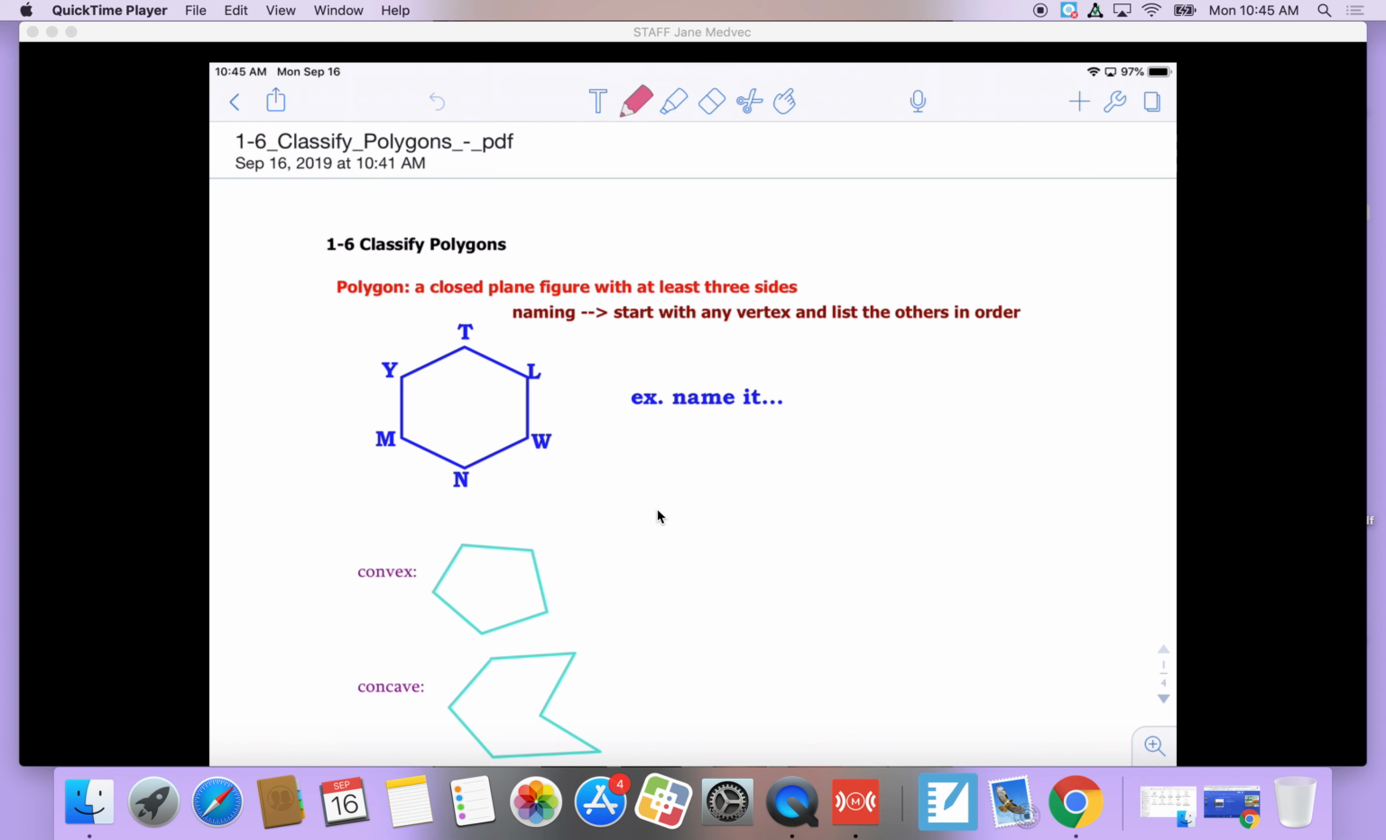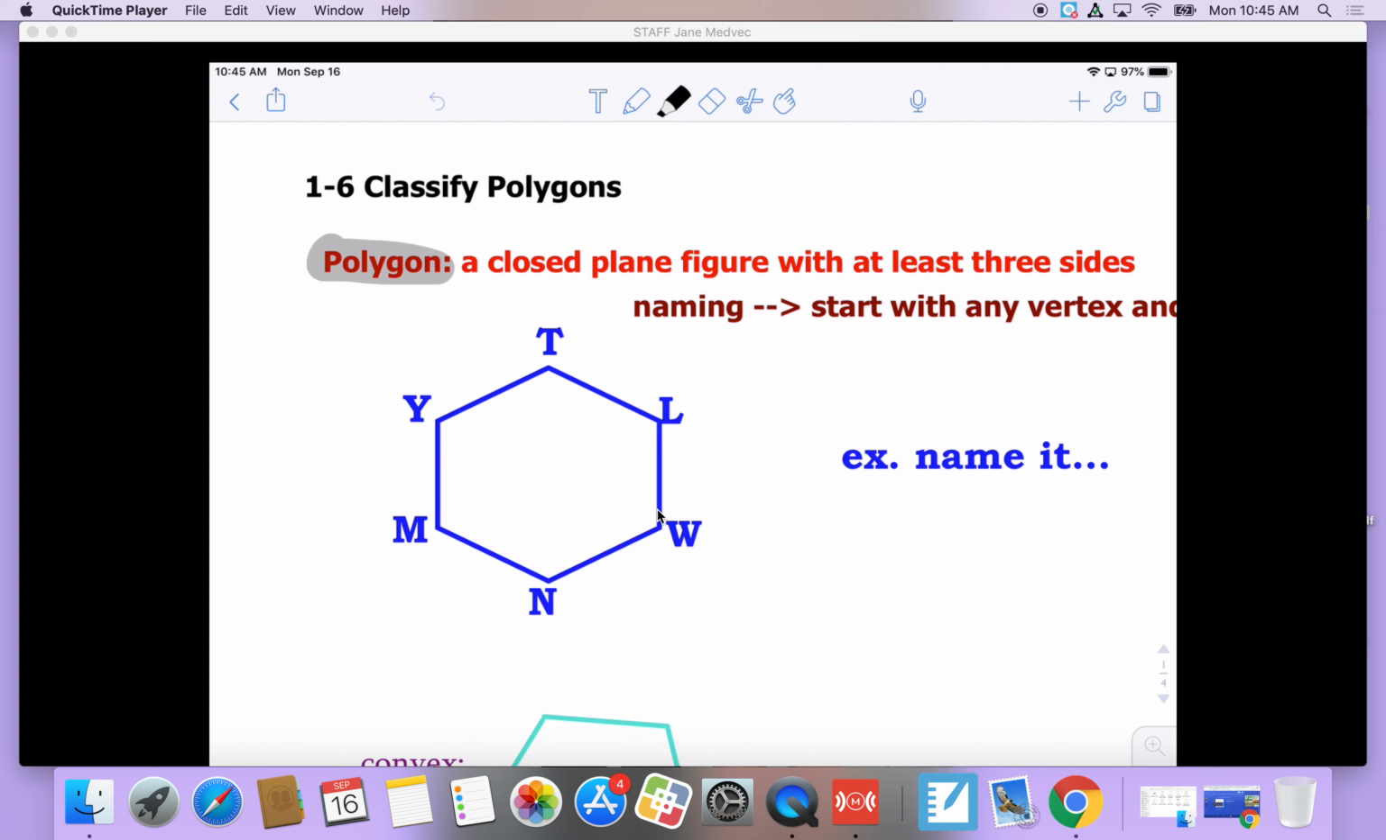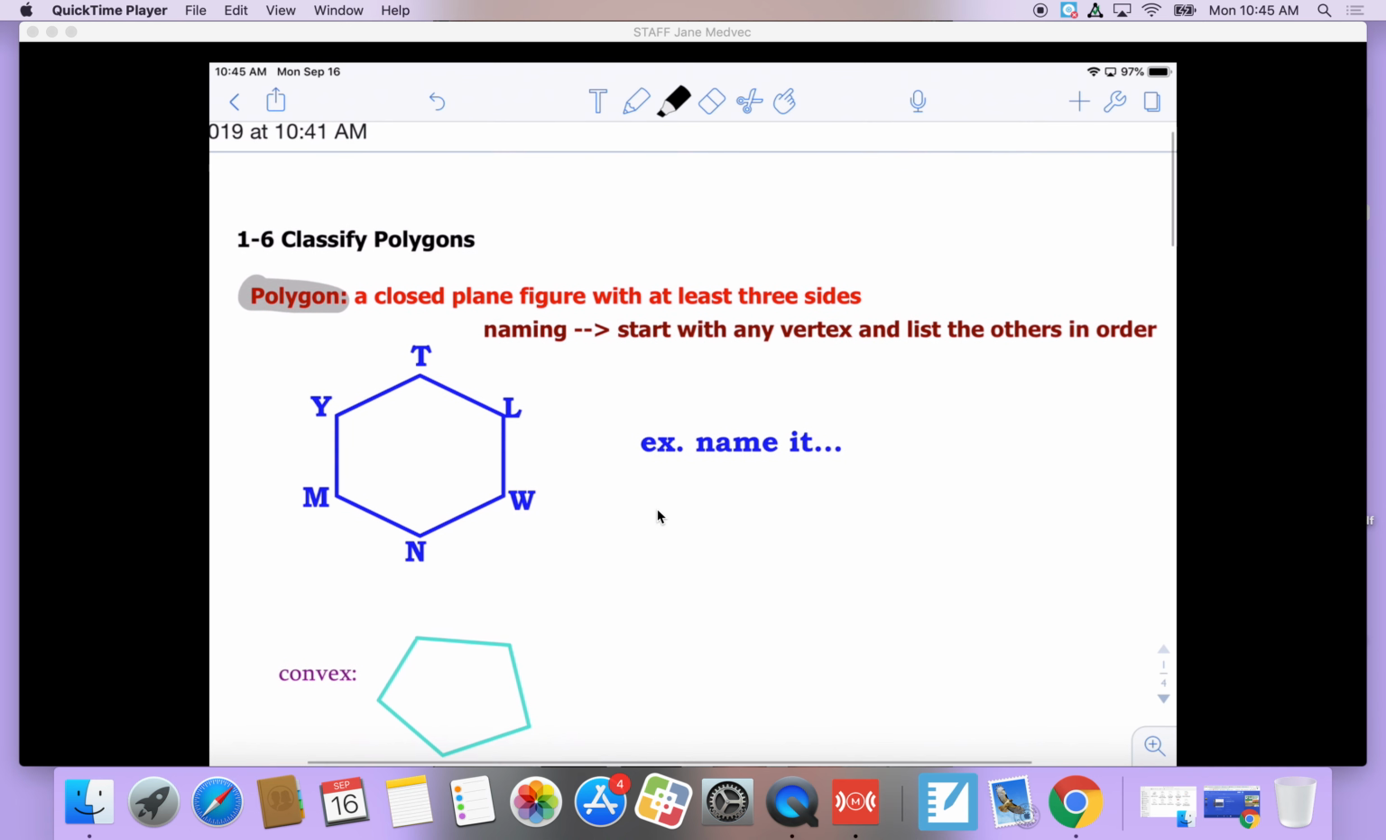What we're going to do is look at section 1-6, which means chapter 1, section 6 of geometry. Mainly, we're going to classify polygons. First of all, we need to discuss what a polygon is. A polygon is a closed plane figure with at least 3 sides.